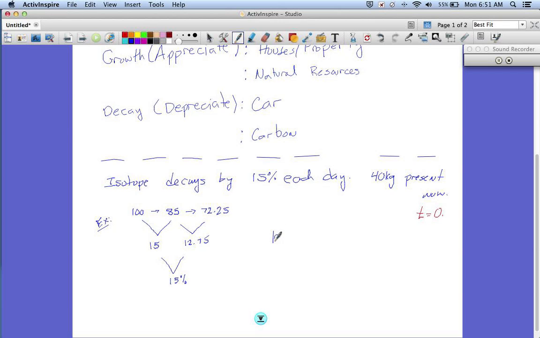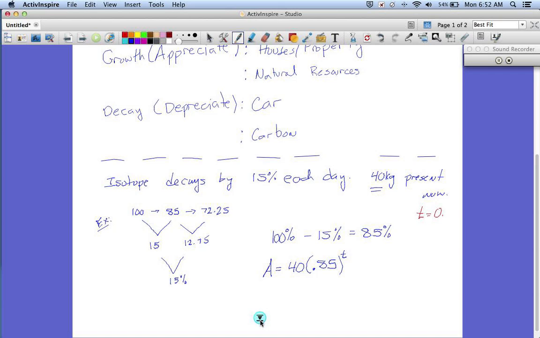Well, if I have 100% and I take away 15%, how much do I actually have remaining? Well, I think we can all agree we have 85% of the previous day's value remaining. So this is actually a really easy equation to set up. I like to use amount, so A for amount equals, well, I'm starting with 40 kilograms as it states in the problem, and I lose 15%, which means I have 85% remaining. So my equation is going to be my initial amount times my multiplier raised to the time. How many times am I going to lose 15%?